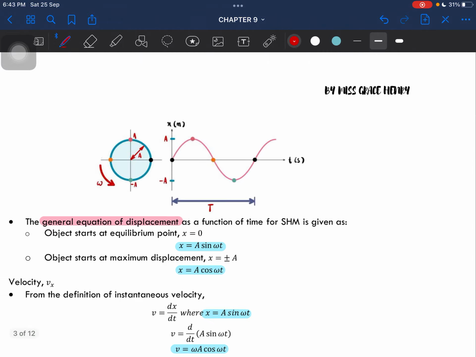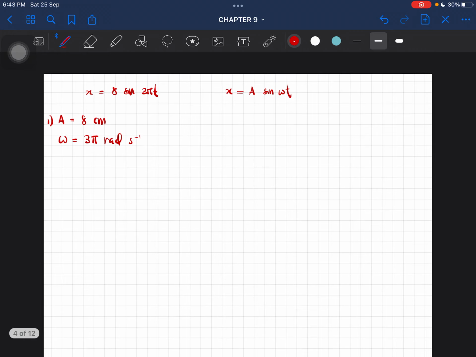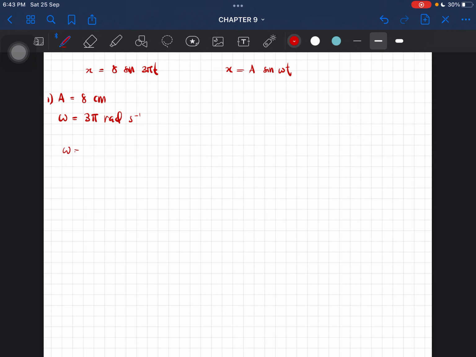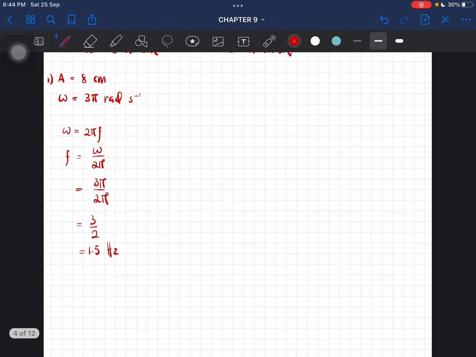So this is Roman 1, so we have the amplitude. Now we have to find the frequency, where omega equals 2 pi f. So from here, f is omega over 2 pi. So this is 3 pi over 2 pi, which is equal to 3 over 2, which is equal to 1.5 hertz. That is the frequency. And then lastly, we have to find the period, which is just 1 over the frequency. So 1 over 1.5 is equal to 0.667 seconds.